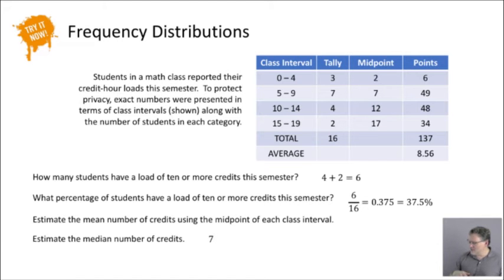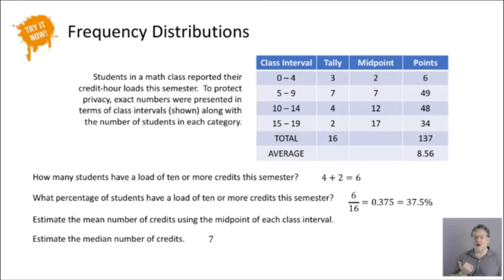Estimate the mean number of credits. Well, we first find those midpoints of each one of those class intervals there. From 0 to 4, the middle value there is 2. From 5 to 9, the middle value is 7. And the other two are respectively 12 and 17. We then take each one of those tallies and multiply those tallies by the midpoints. So 3 times 2 is equal to 6. That's the first value. Second value, 7 times 7 equals 49, and so on and so forth.